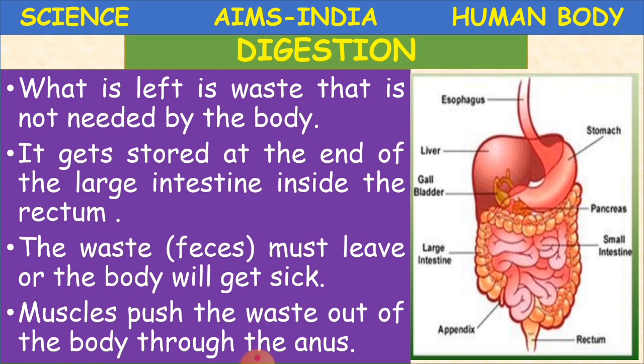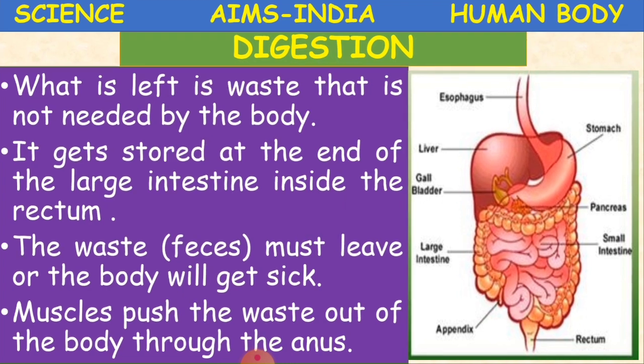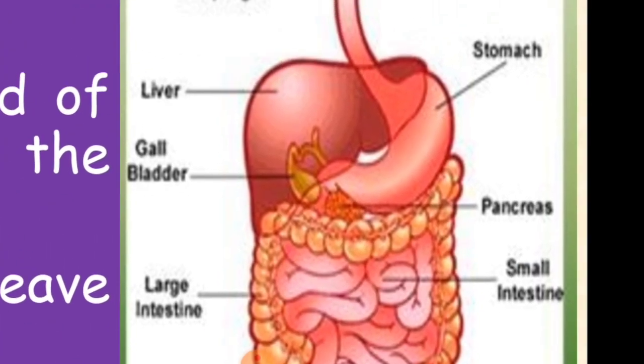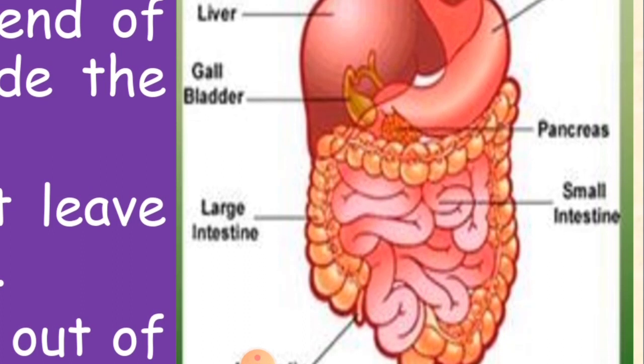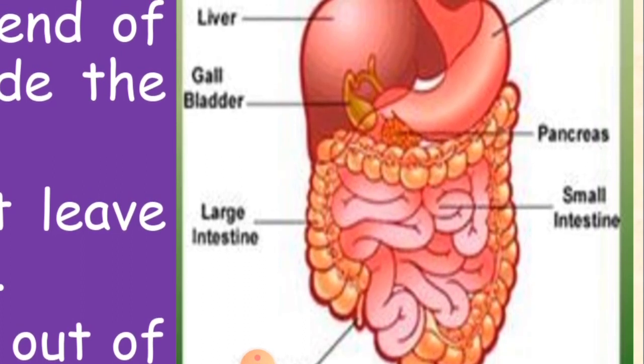So small intestines, what do they do? They take the food, and then the digestion process starts there, and the water in the food is going to mix in the blood, and after that the waste is left over, and this waste is going to be stored at the end of the large intestine inside the rectum. So this is the large intestine, children. See here, this is the large intestine. Are you able to see the large intestine here?